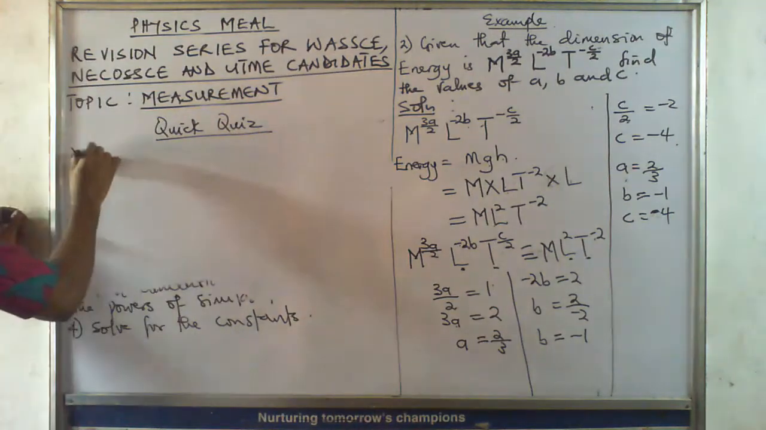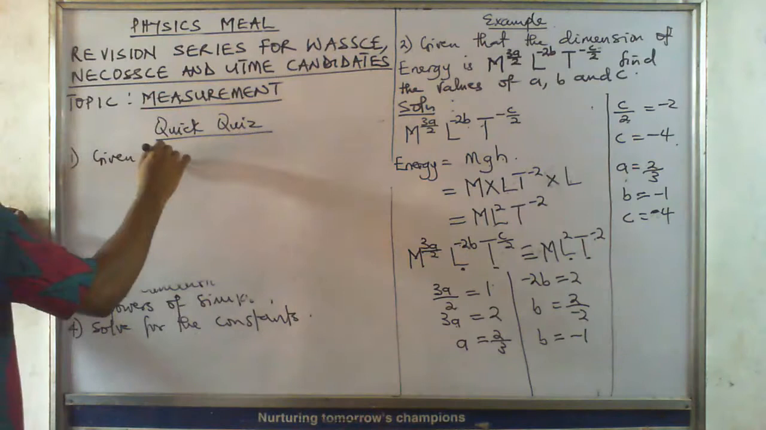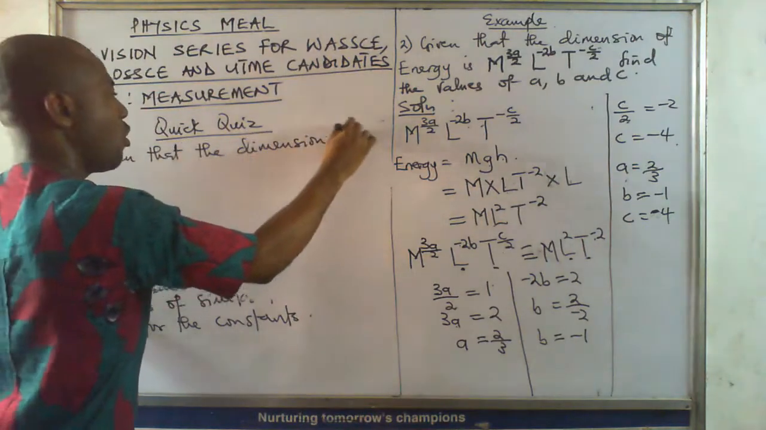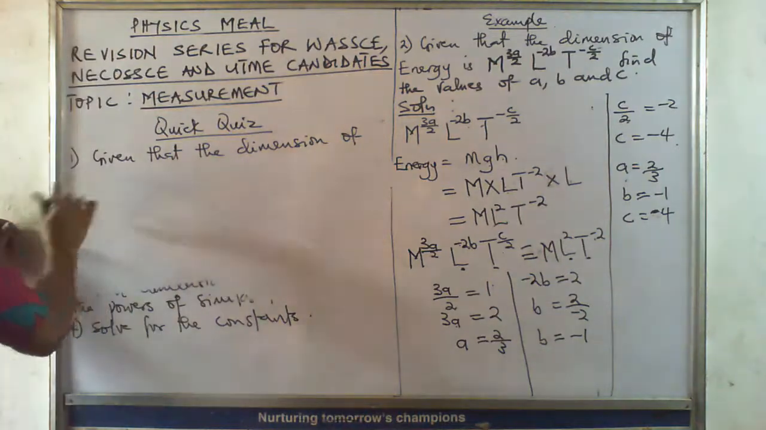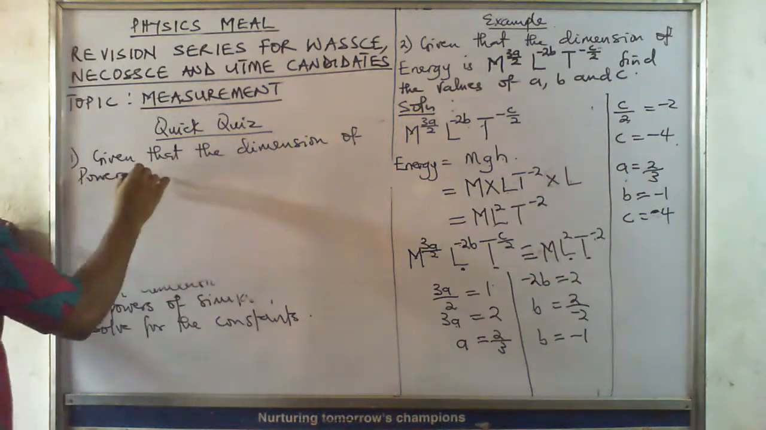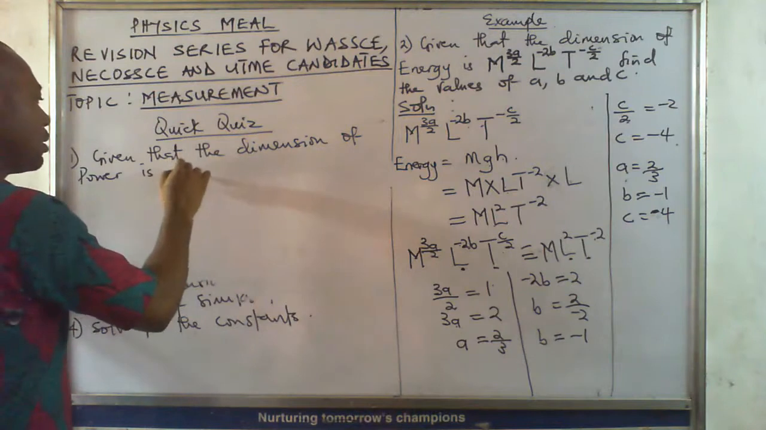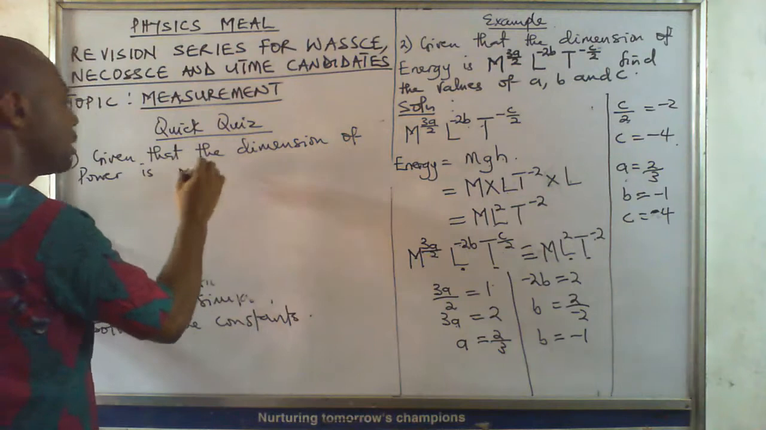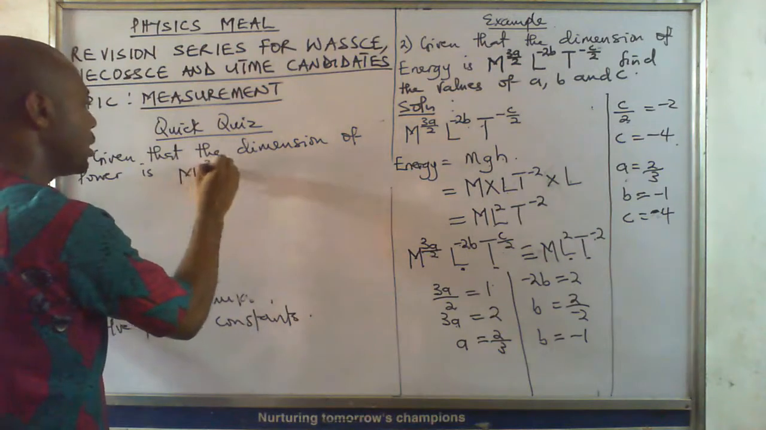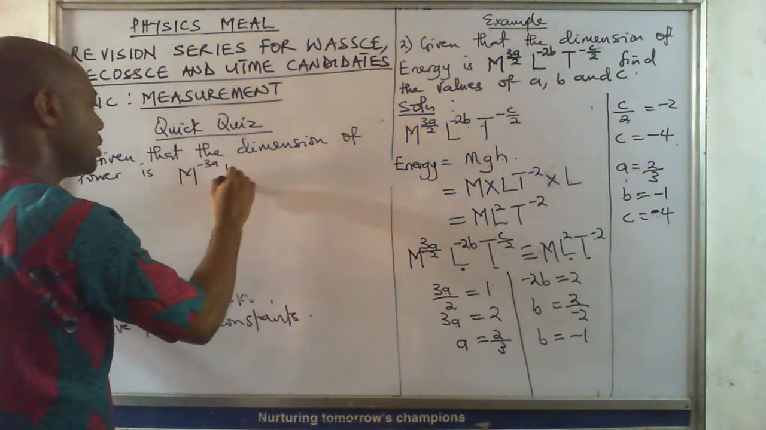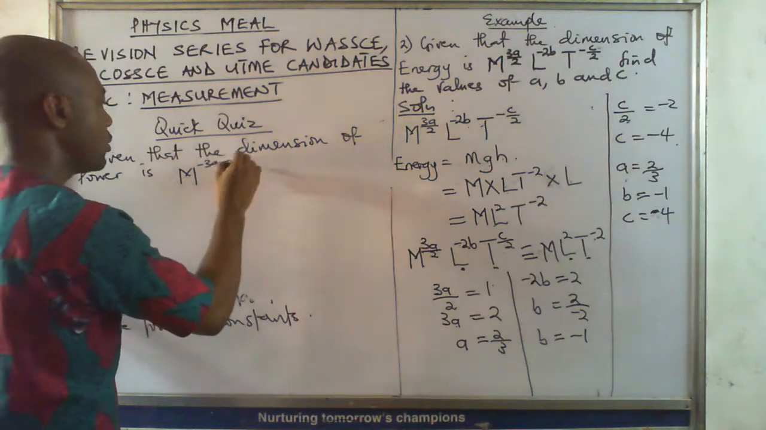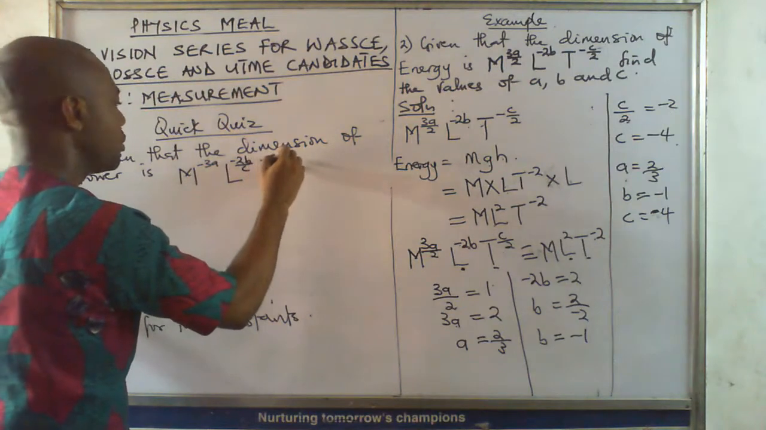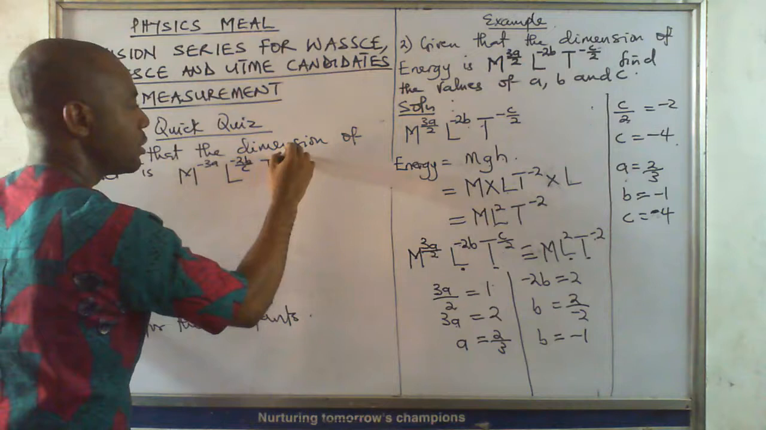Number one, given that the dimension of power is mass, of mass minus 3, then length to minus 2 b over c, time to minus 3b.